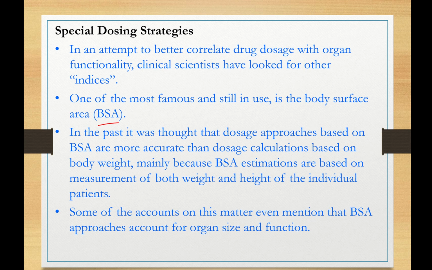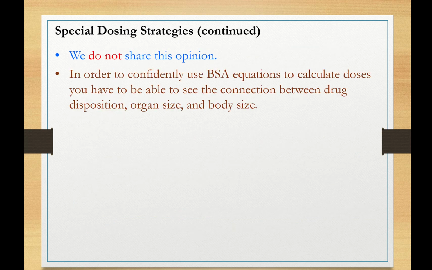Some of the accounts on this matter even mention that BSA approaches account for organ size and function, which is, of course, not true. And obviously, I do not share this opinion. In order to confidently use BSA equations to calculate doses, you have to be able to see the connection between drug disposition, organ size, and body size. And of course, this is because we are talking about body surface areas, right?